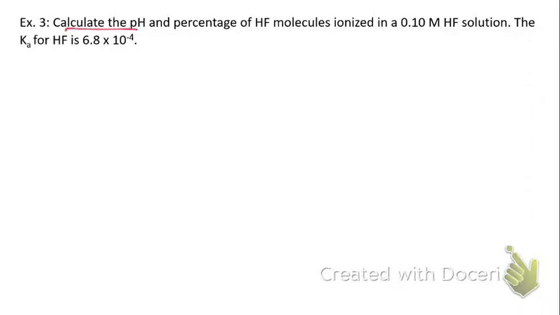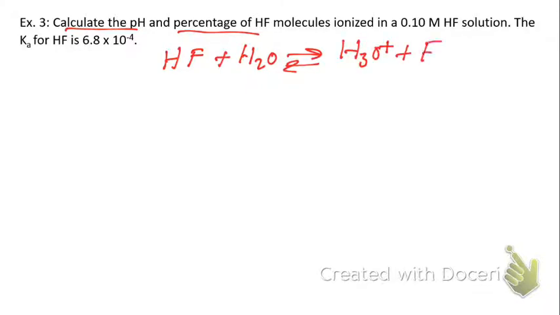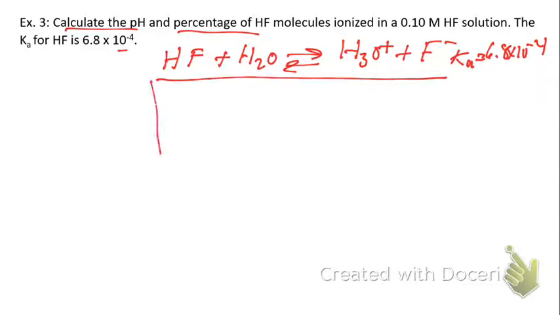So again, we want to calculate the pH and the percent ionization of HF. All right, so HF is a weak acid, and water is going to be our base again. So they form the hydronium ion plus the F minus. Everything is a 1-to-1 ratio. The Ka value is given to us as 6.8 times 10 to the minus 4. It's small enough, it's on the borderline, but it's small enough that we can still use the approximation method here. So we're going to go ahead and make an ICE table.